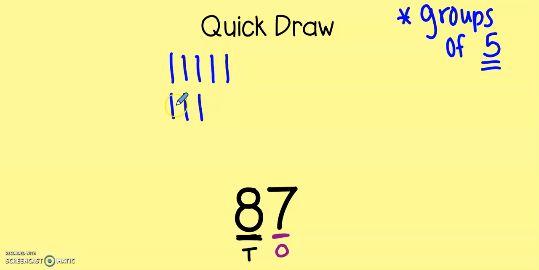I still have 80, and let's do the same with our 7 ones. 81, 82, 83, 84, 85, 86, 87. So when I have numbers that are larger than 5, like 8 tens and 7 ones, I want to use good organizing to show my drawing in a nice, neat way.